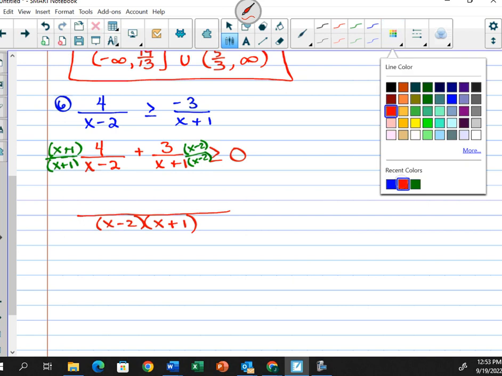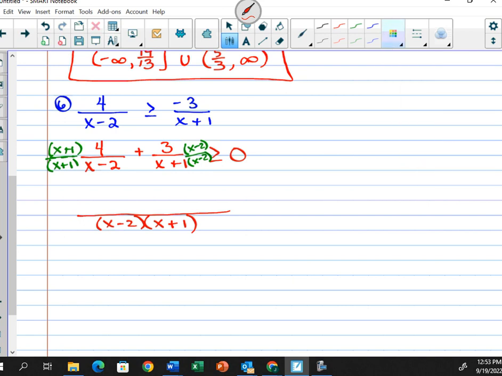Don't actually multiply out your denominators. You want them factored for your number line. But you do have to distribute the numerator there. So it's going to be 4x plus 4 plus 3x minus 6. So 7x minus 2.